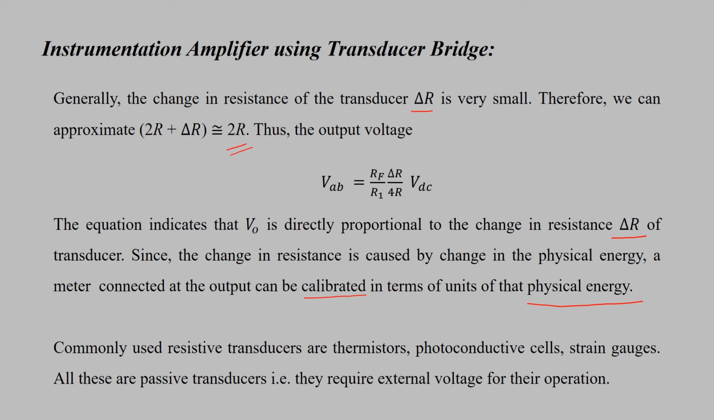So you must have seen a weigh bridge at the vegetable market where the output meter is calibrated in terms of strain or force which is being put on the strain gauge, which is a resistive transducer whose resistance changes when force or weight is applied on the weighing gauge.